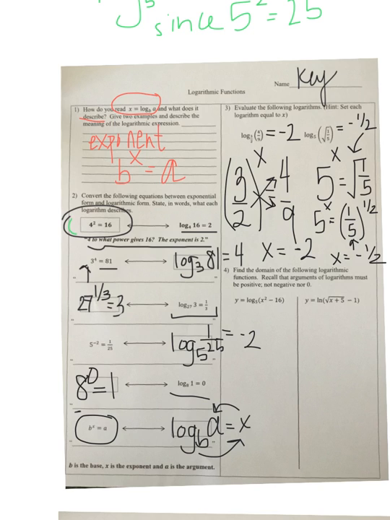For part 4 here, it wants us to find the domain of these logs. So remember that our argument, so this little guy right inside here, has to always be positive. It cannot be negative or 0. So let's think about that. When is x squared minus 16 going to be greater than 0? Well, we know that if x squared minus 16 is equal to 0, that happens when x is 4 and negative 4.